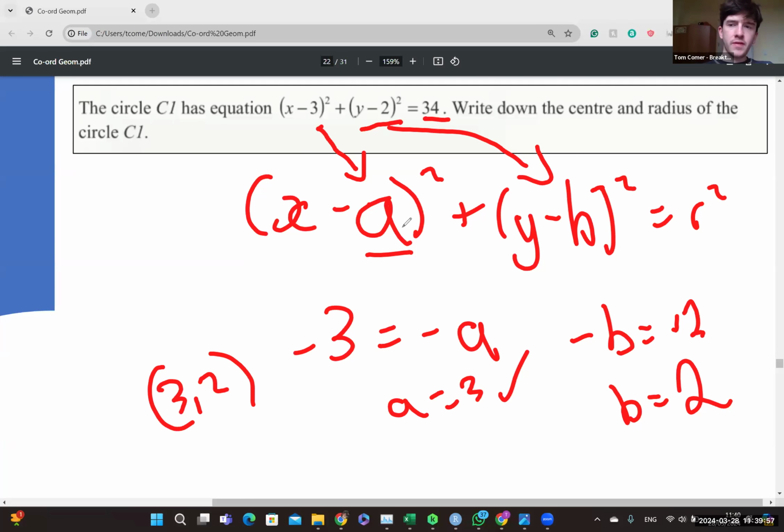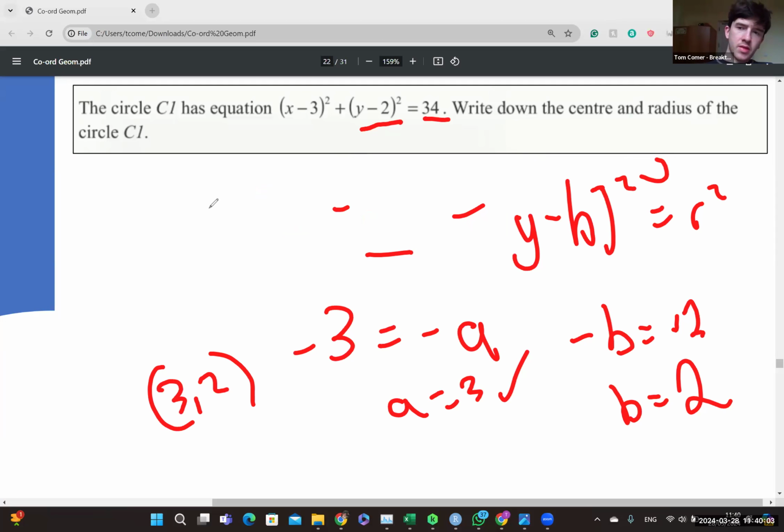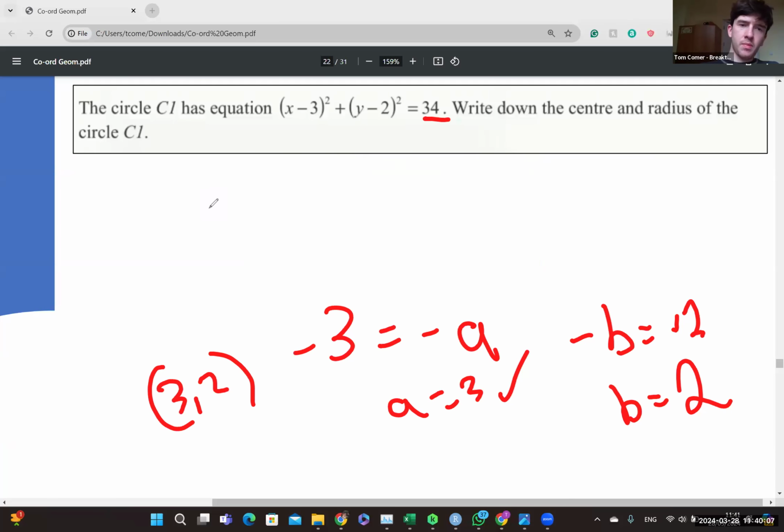Now, if 34 is equal to r squared, let me just clean up a wee bit. If 34 is equal to r squared, well then what does r equal? Well, put really simply, r equals square root 34. Okay, now you can use that in your calculator to find out the decimal, but we're basically just mirroring the equation to what we see, okay?